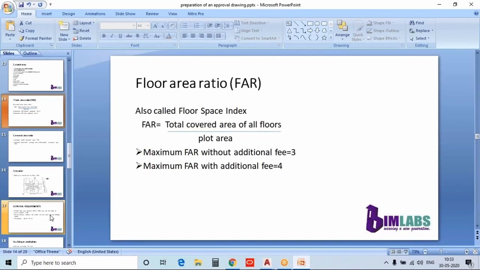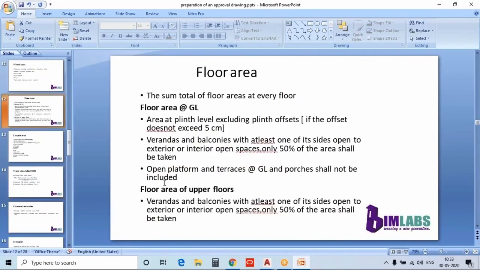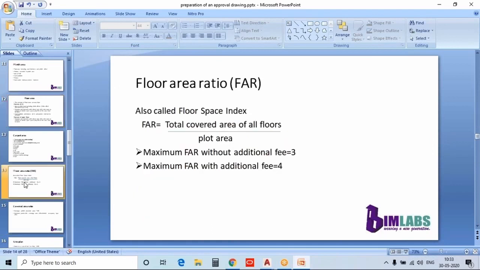Floor area ratio has to be calculated by an equation: FAR is equal to total covered area of all floors divided by plot area. We already have the plot area from the site, so we know how much our plot is, and then we have to find out the total area of all floors. That is, we get it by calculating the floor area at ground level and the floor area of upper floors, and by adding these we get the total floor area of all floors. After that, you have to find out the floor area ratio.